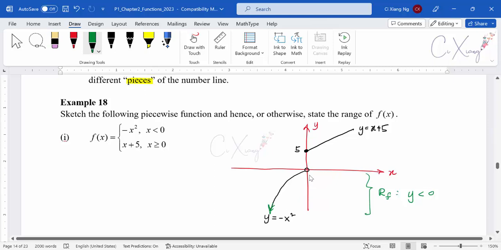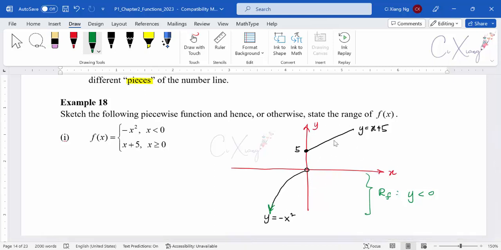Then for the top part of the graph, I also want to determine the range. From here, I can observe that the lowest point for this part of the graph is actually y equals to 5, and the graph will keep on going up. Therefore, the range for this part will be y greater equals to 5.